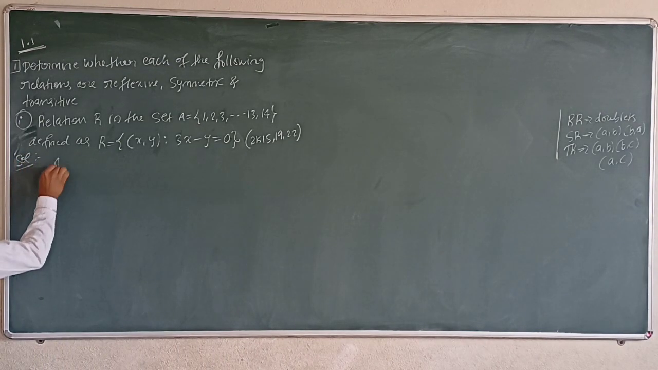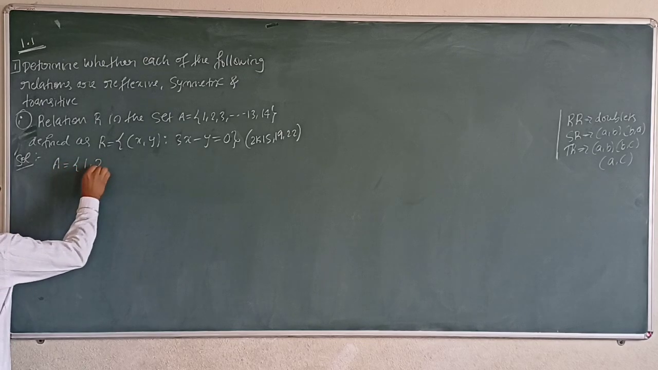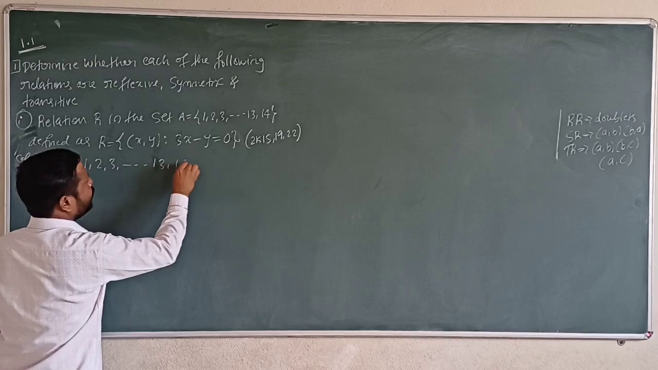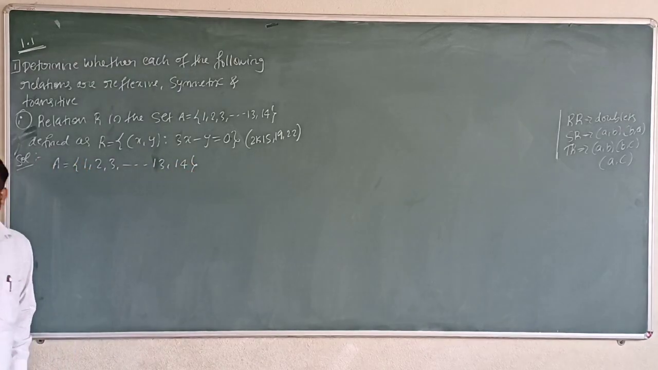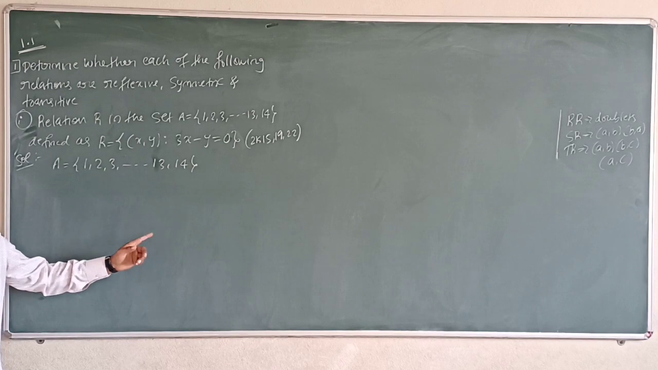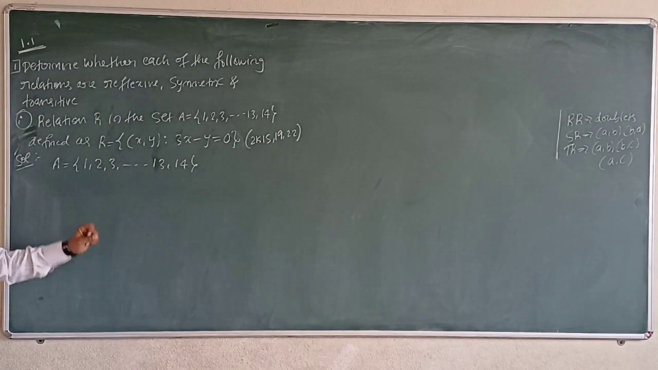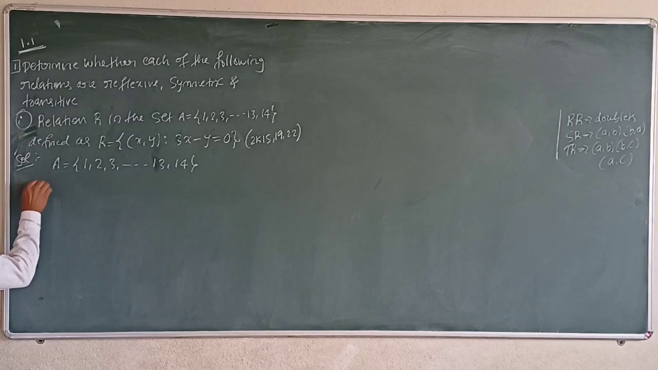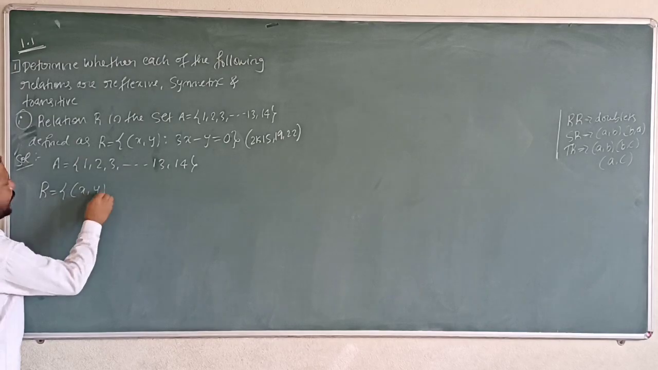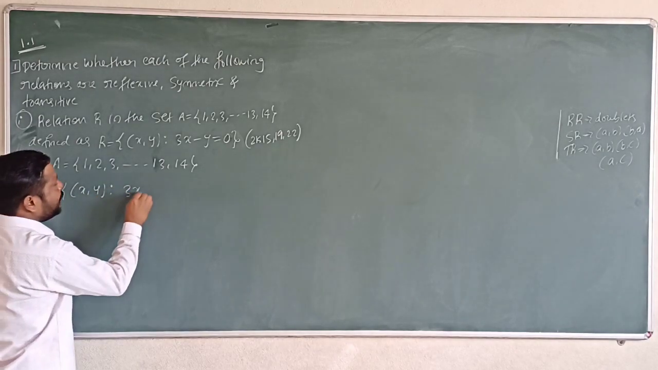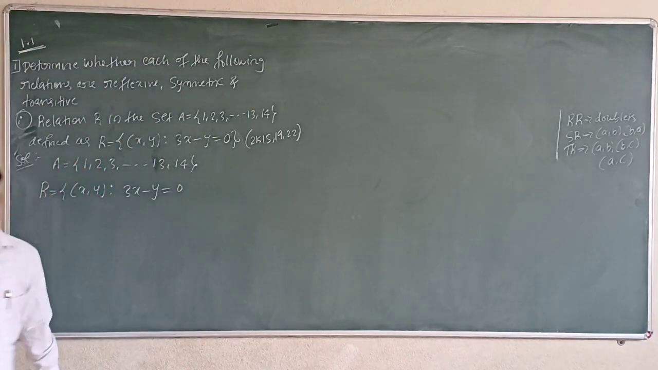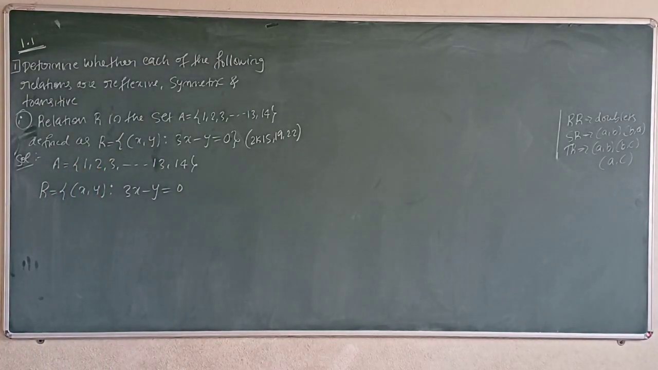Okay, the relation R in the set A, where A is 1, 2, 3 up to what here? Up to 14. Now tell me, A cross A equals how many ordered pairs? 196 ordered pairs. Correct? Now what is the relation here? The relation R equals ordered pairs (x, y) such that 3x minus y equals 0.